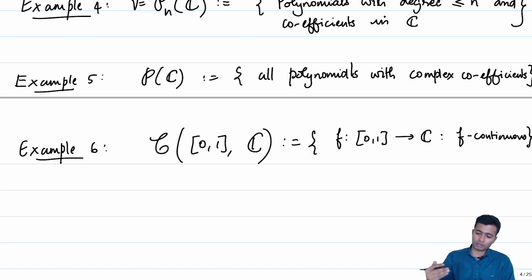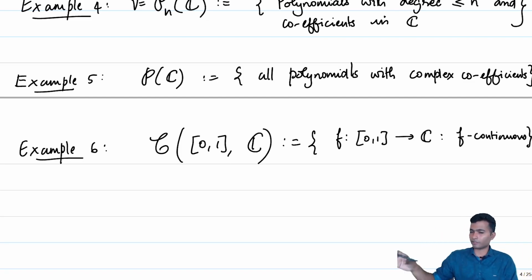And a real analysis course will tell you that the sum of two such complex valued continuous functions will again be a continuous function. Similarly, we define scalar multiplication. We take a complex number, let's call it alpha. Alpha times f at a point x will be alpha times f of x.